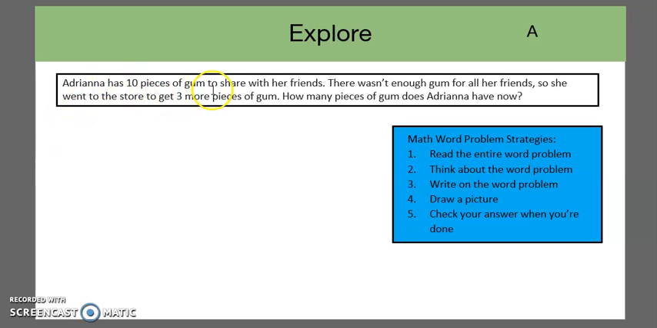Adriana has 10 pieces of gum to share with her friends. There wasn't enough gum for all her friends, so she went to the store to get 3 more pieces of gum. How many pieces of gum does Adriana have now? Please pause the video, look through the math word problem strategies I provided, and see if you can figure out how to understand this problem. We're going to move on to the solution in the next slide.